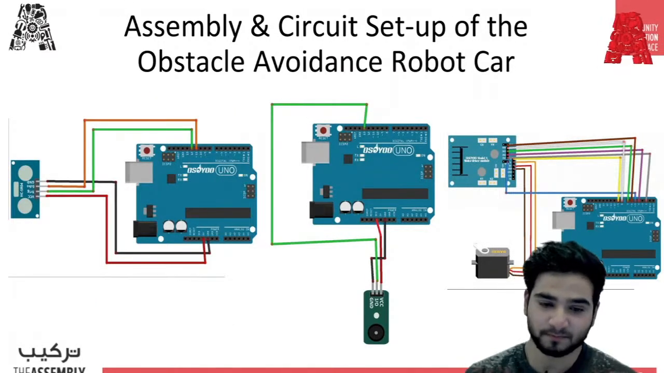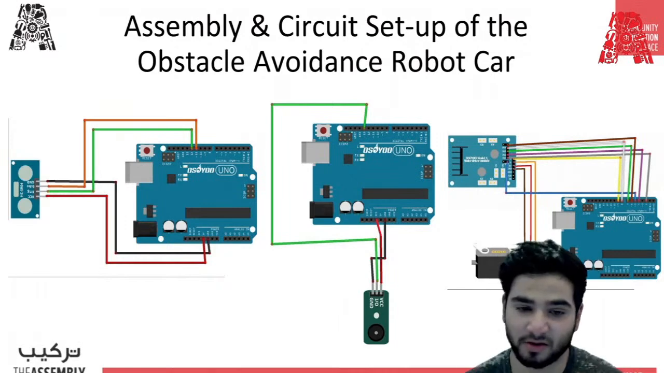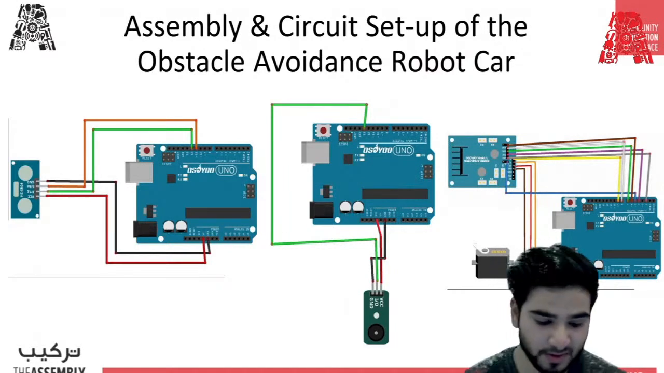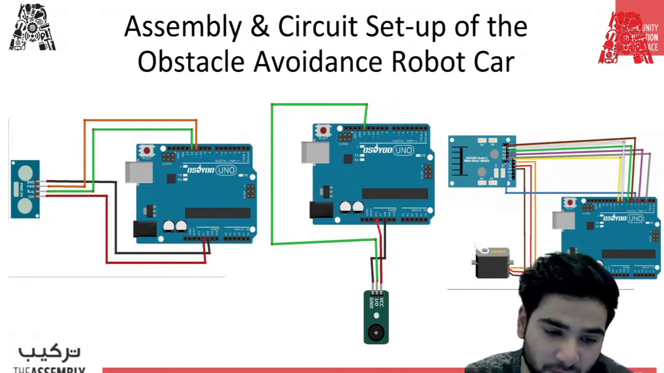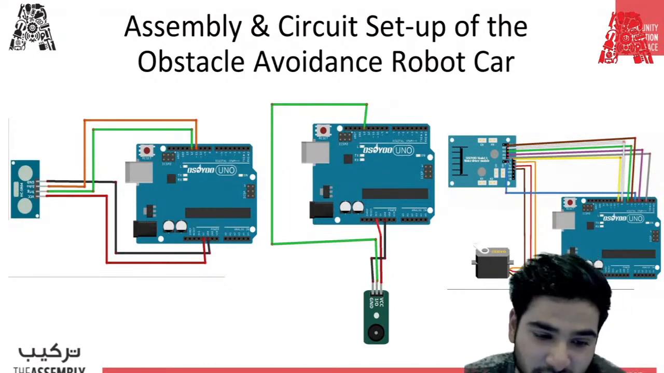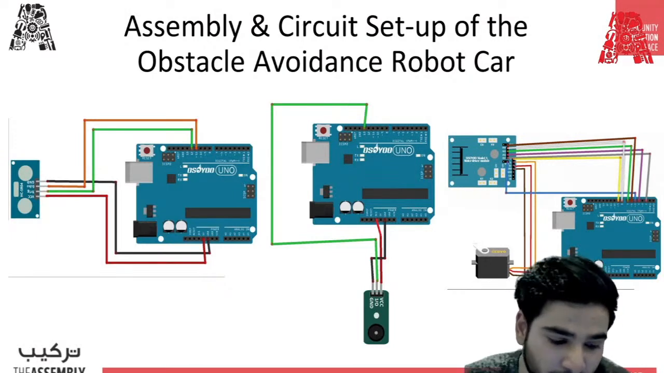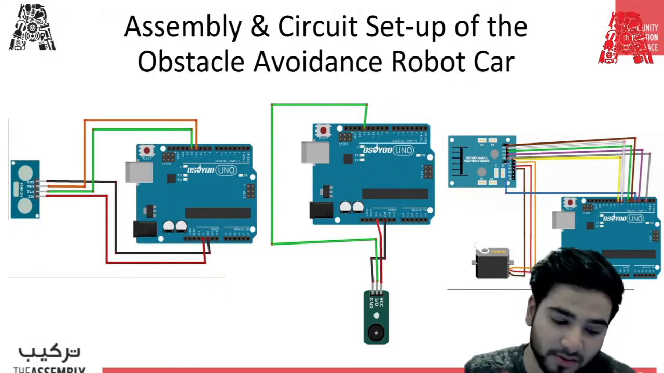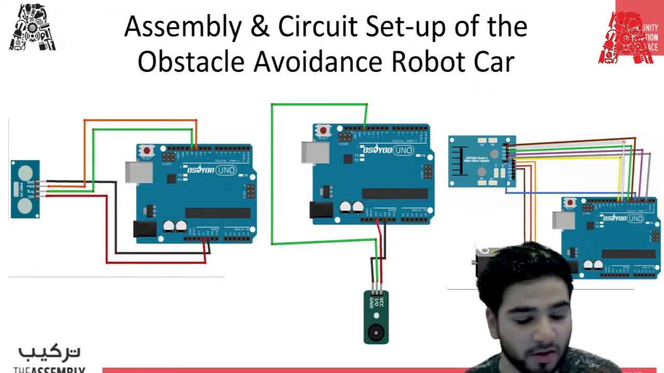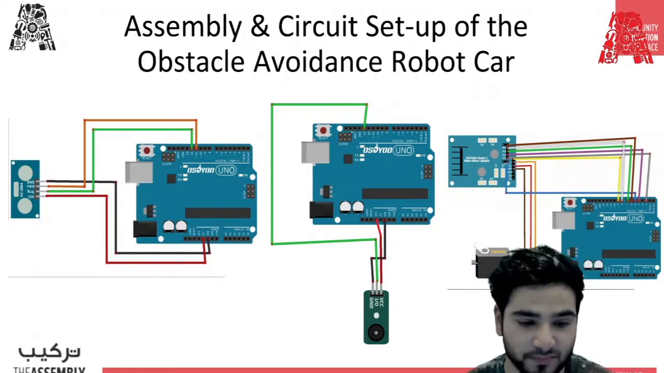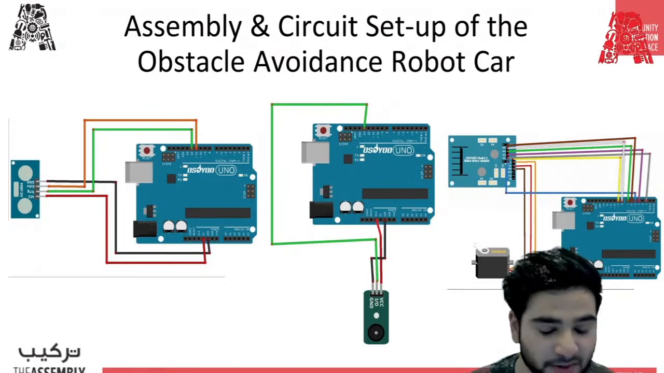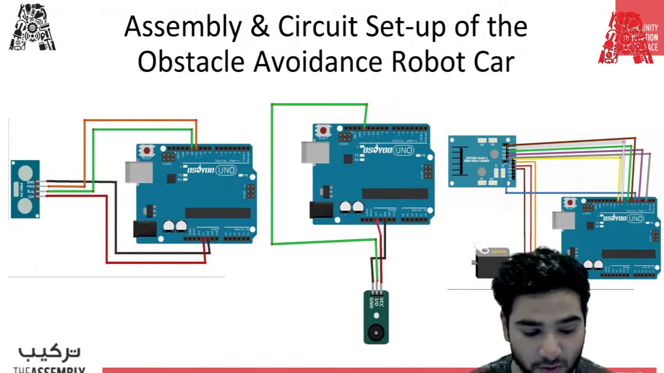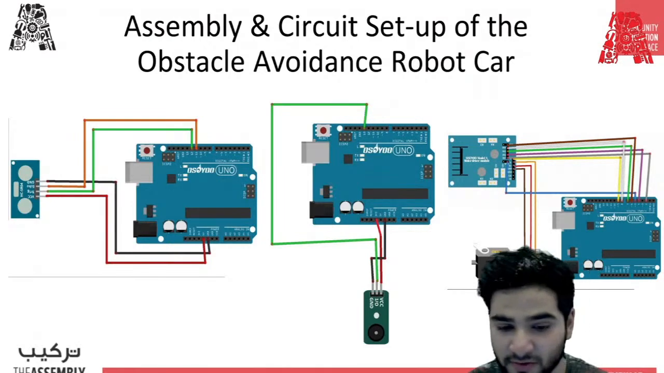Okay, so this is the assembly and circuit setup of the obstacle avoidance robot car. So I will discuss the connections now. In the first picture on the left, that's an ultrasonic sensor, and the connections are shown over here. The ground of the ultrasonic sensor is connected to the ground of the Arduino UNO board. The echo pin is connected to pin 11 of the Arduino board. Trig pin is connected to 12, and VCC is connected to 5 volts.